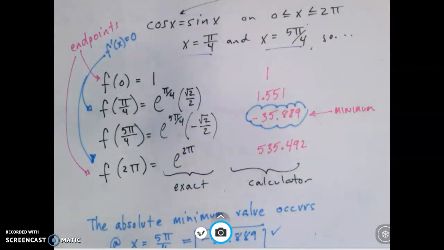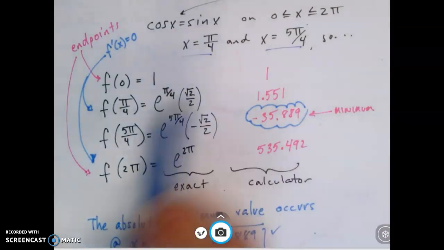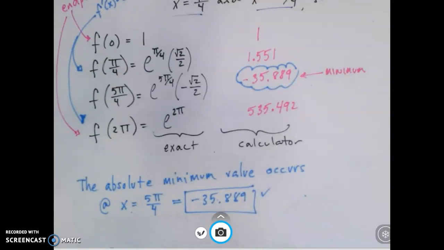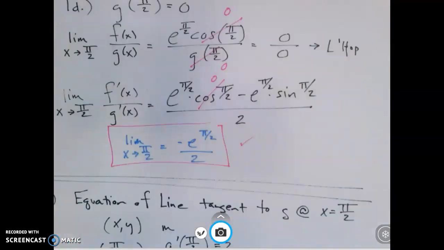There's nothing to say you can't use either one, so whichever is the best. But similar to the last problem, write this out. The absolute minimum value occurs at x equals 5 pi fourths, which is equal to this. All right, don't lose that point just for 30 seconds of not writing. Okay.